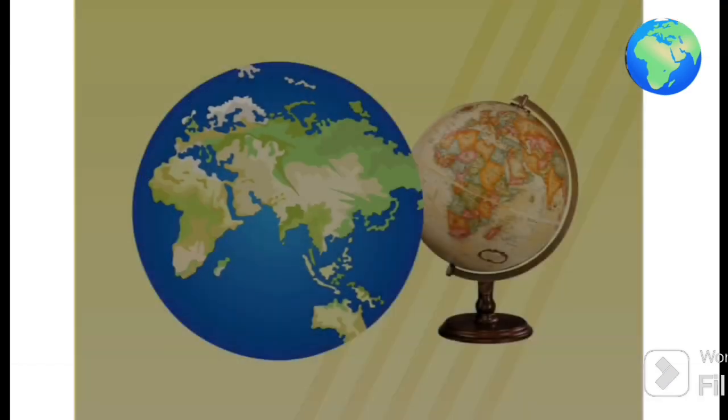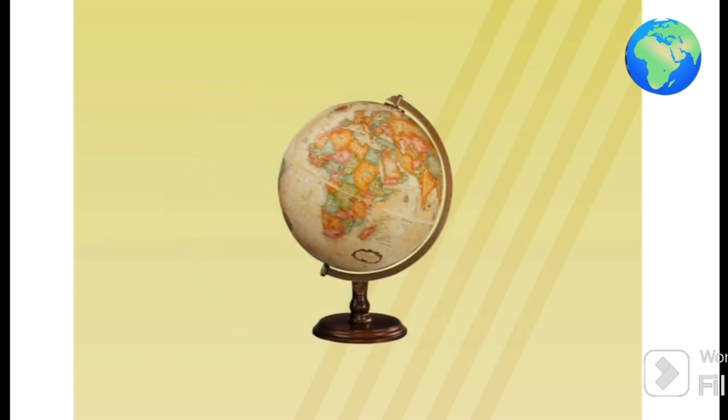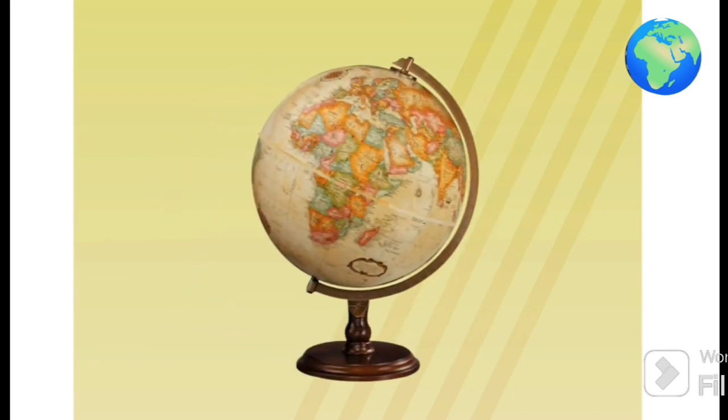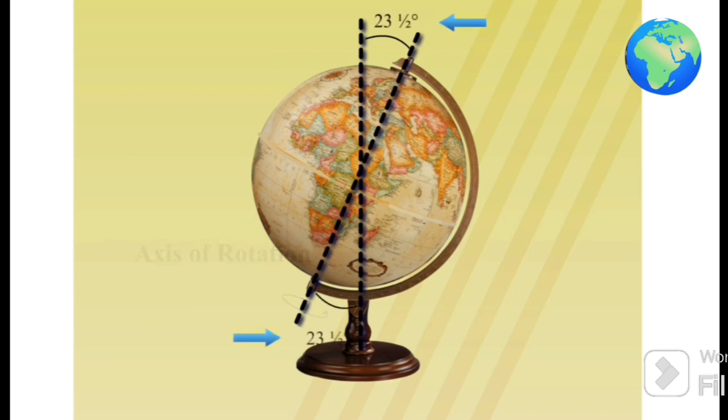The globe. A model of the Earth. The globe is a small model of the Earth. The globe turns around a line that passes through its middle. This line is called the axis.